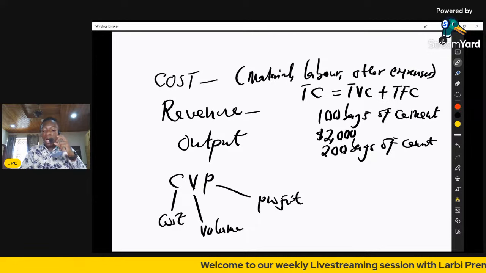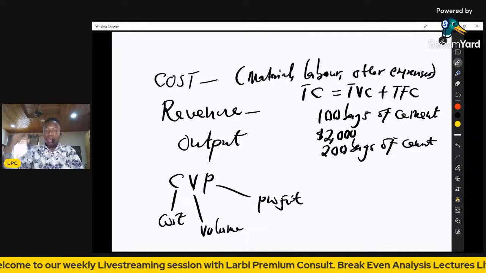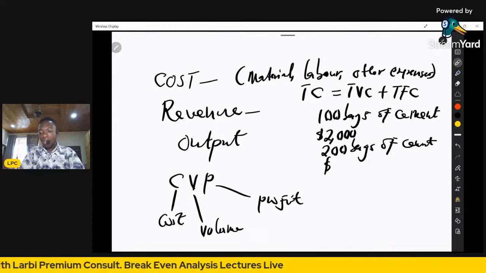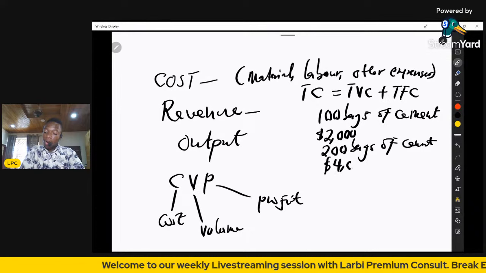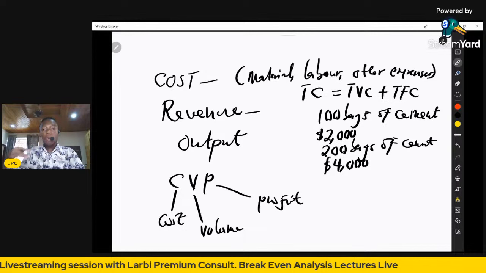So when we talk about variable cost, as I said, as and when output changes, variable cost will change. So if they were producing 100 bags of cement and incurring $2,000, then if they are producing 200 bags of cement, it's possible that they may incur $4,000 as the amount for the variable cost.